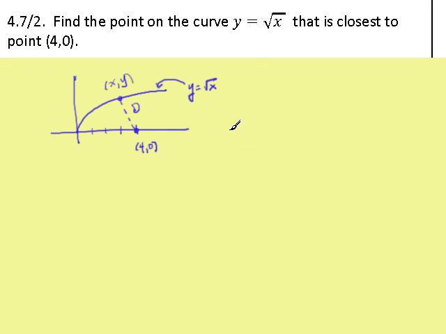Okay, now we want to find the point on the curve y equals square root x that is closest to the point 4, 0. So here I drew a picture of y equals square root x. And here's 4 on the x-axis. And I just drew this dotted line and the point x, y, and I'm supposing that that's the point closest to 4. And I'm using this variable d for the distance between x, y and 4. Okay, so we want to minimize d.